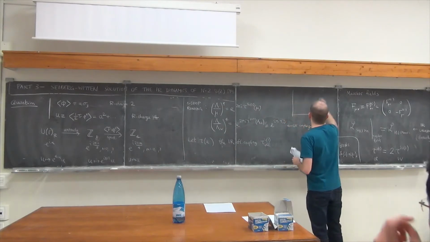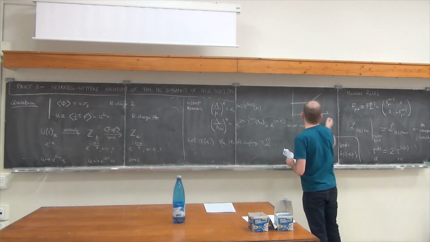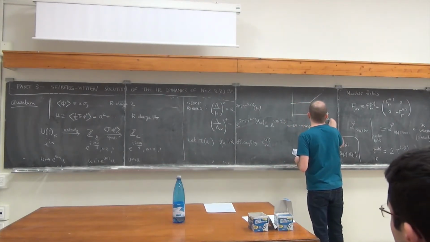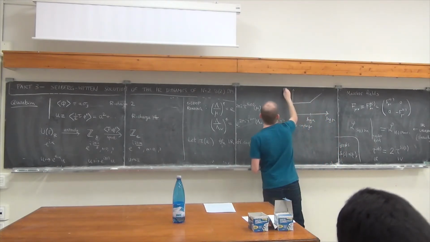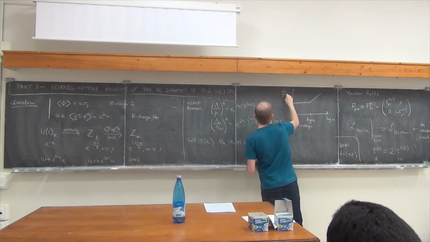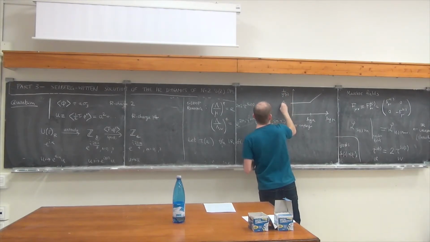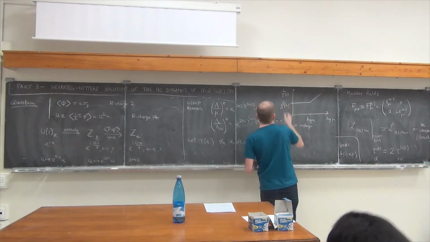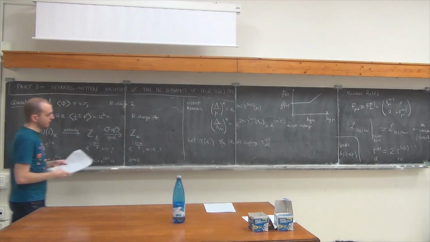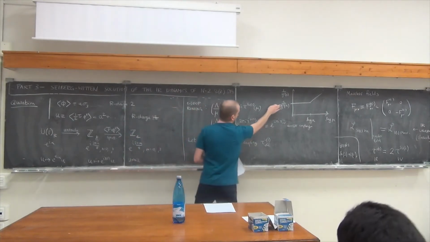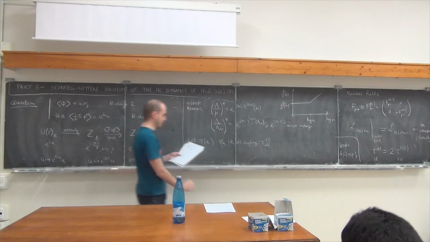So we have a picture like this for the perturbative Coulomb branch, log A versus 1 over g squared. And this is 1 over g squared. So this tau of A is the complexification of this effective coupling.